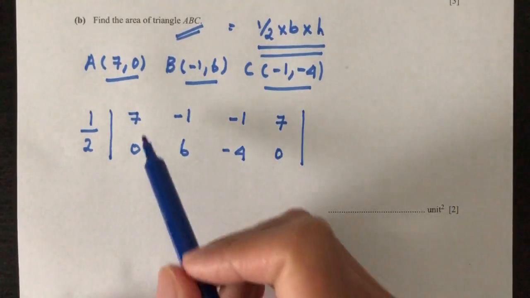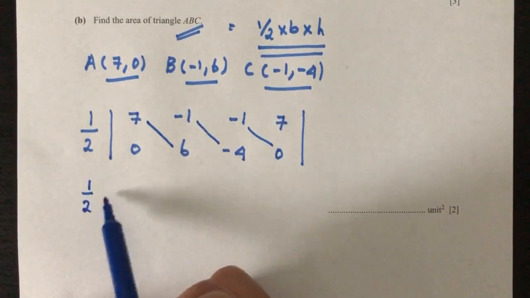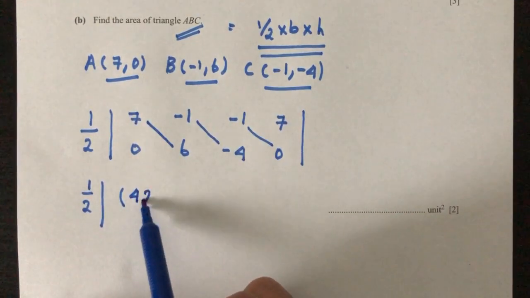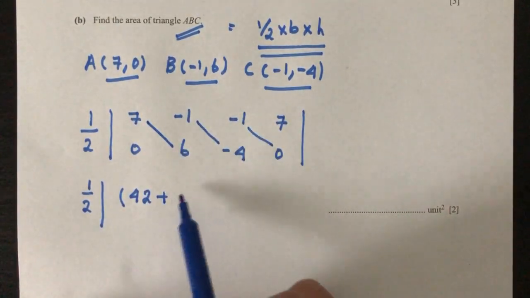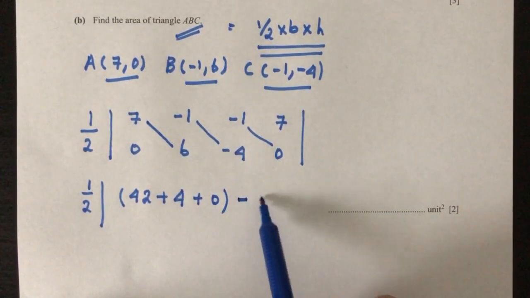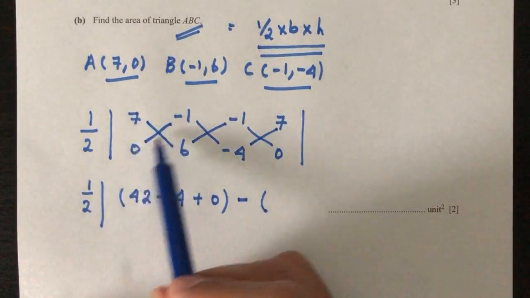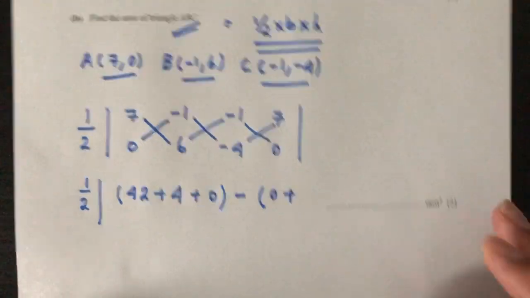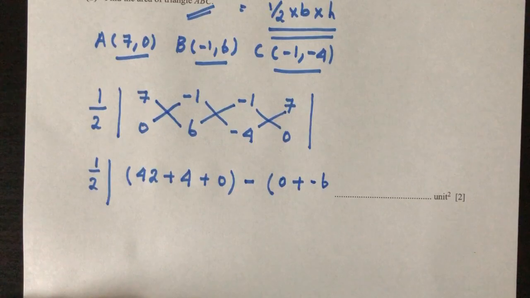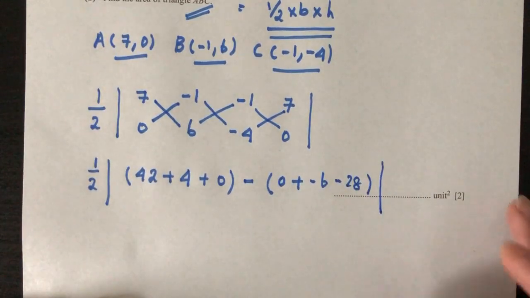Now second step, you have to multiply these two first. So you say half modulus, the first one will be 7 times 6, which is 42, plus minus 1 times minus 4, that will be 4, plus 0. That's the first step. And then minus the other cross products: 0 times minus 1 is 0, plus 6 times minus 1 is minus 6, and minus 4 times 7 will be minus 28. Close bracket and close modulus.